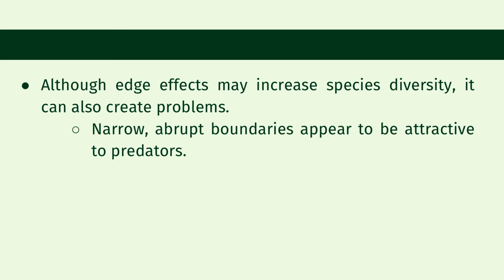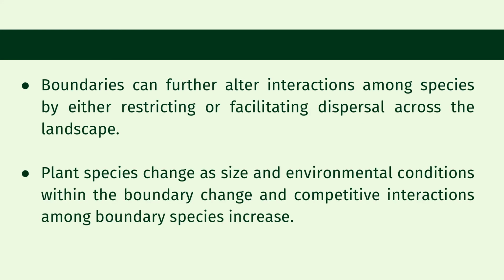Narrow and abrupt boundaries appear to be attractive to predators because predators often use edges as travel lanes, which increases rates of predation in edge habitats as compared to the interior of habitats. Boundaries can further alter interactions among species by either restricting or facilitating dispersal across the landscape. For example, dense, thorny shrubs growing in the boundary of forests and fields can block some animals from passing through.